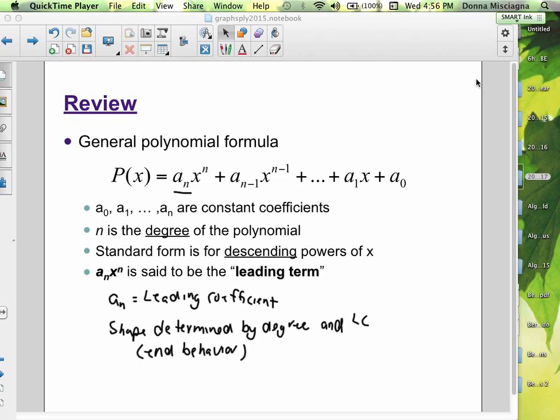And so if it's not in standard form, you need to put it in standard form so you can see which is your leading term. The coefficient in front of the term with the greatest exponent is your leading coefficient. So a subscript n would be the leading coefficient. The shape is determined by the degree and the leading coefficient. So whatever the degree is and the sign of your leading coefficient is going to determine your end behavior and the shape of your graph.